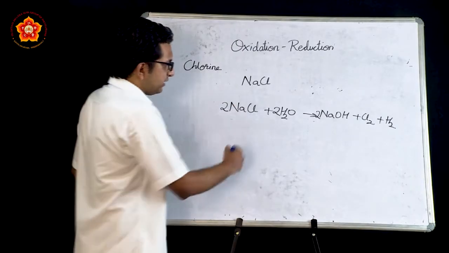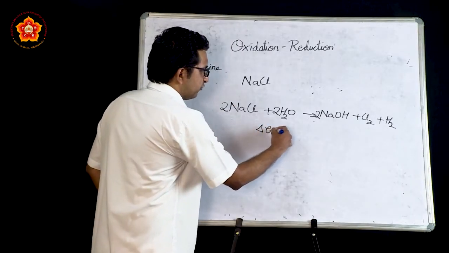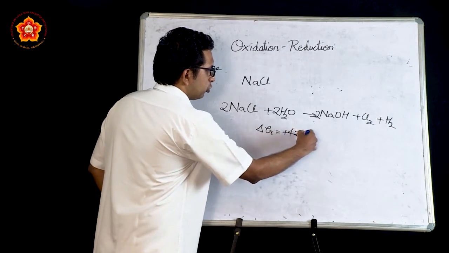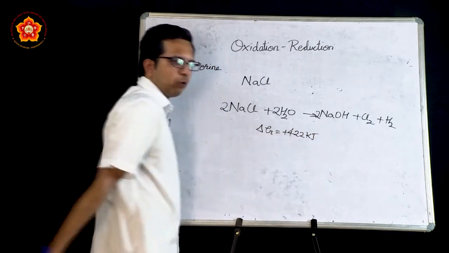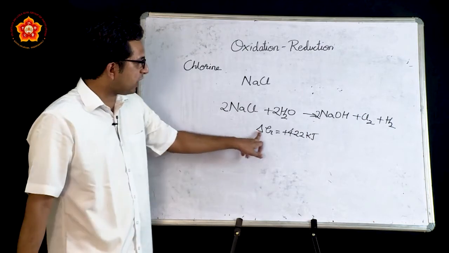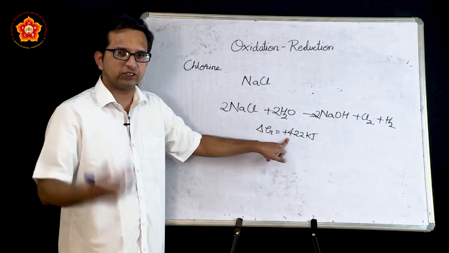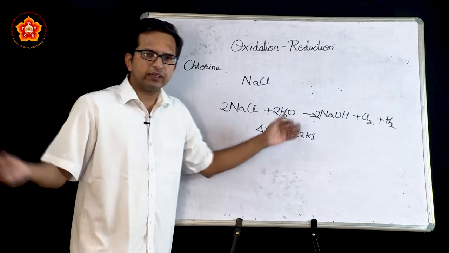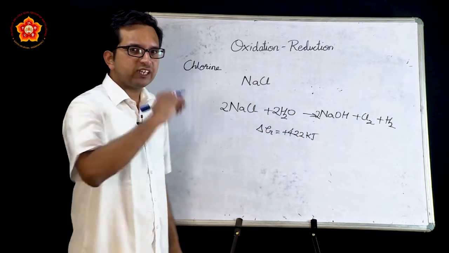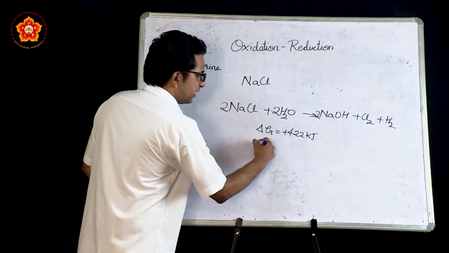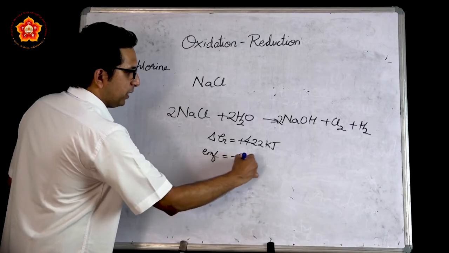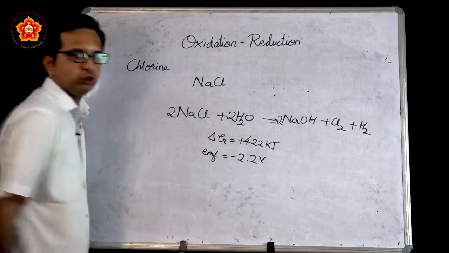Now, it is seen that this reaction actually has a free energy of plus 422 kilojoule. What do we mean by this? Delta G, if it is positive, indicates that it is a non-spontaneous reaction, which means that it needs certain external force. What is that external force? The EMF that is generated here is given by minus 2.2 volts.